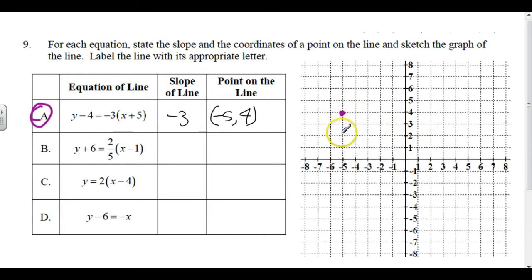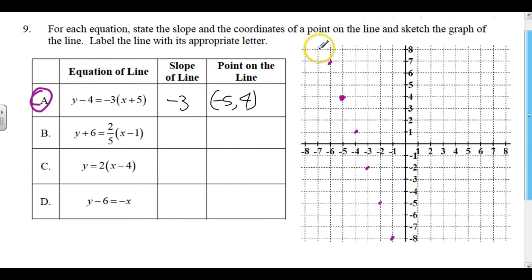Slope is negative 3, says go down 3, over 1. Also says go the other way, go up 3, left 1. Okay, got a lot of points on there. Lots of points is good. Anytime we draw a line, it's going to fill the whole grid, right? Because this line goes on forever, so we're not just going to stop. So that's A.